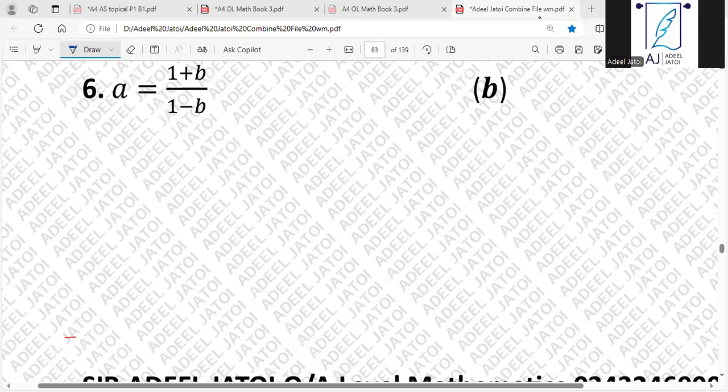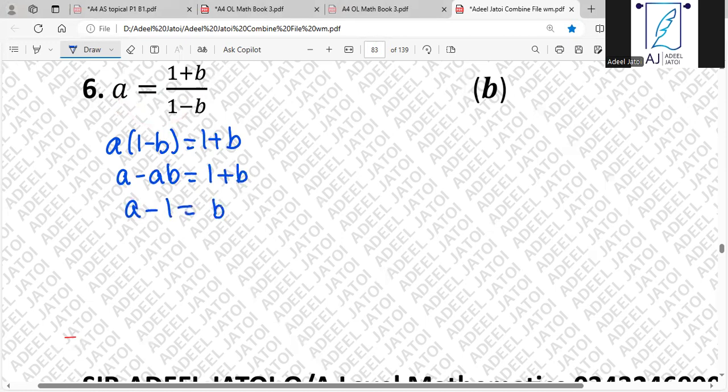So we are making what? B the subject. 1 minus B is being divided. It will be what? Multiplied on the other side. So this will become A, 1 minus B is equal to 1 plus B. I can see two B's. So A minus AB is equal to 1 plus B. So A minus 1 is equal to B plus AB. I shifted B on the right hand side and this 1 on the left hand side. Positive 1 becomes negative 1 and negative AB becomes what? Positive AB on the other side.